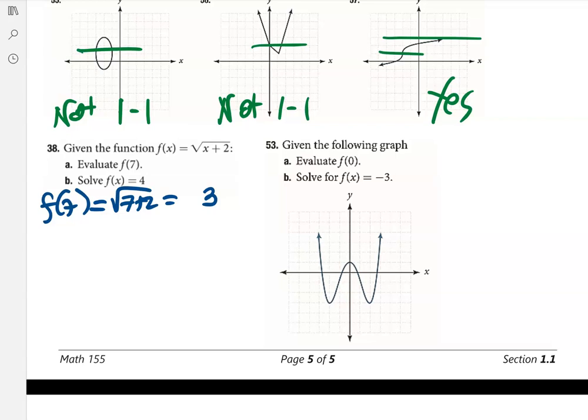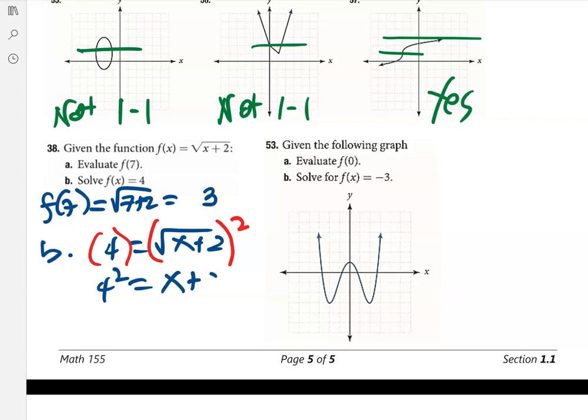Then letter B, solve f of x equal to 4. So 4 equals square root of x plus 2. So we square both sides to get rid of the square root. So this is 4 squared is equal to x plus 2. So 16 is equal to x plus 2. And you subtract 2 from both sides. So x is equal to 14.